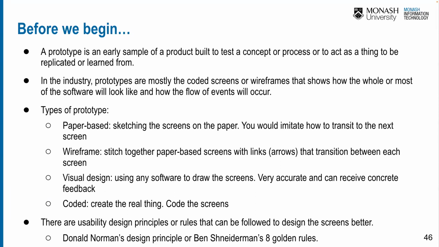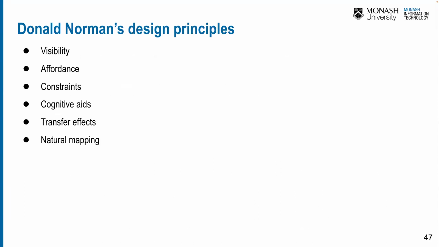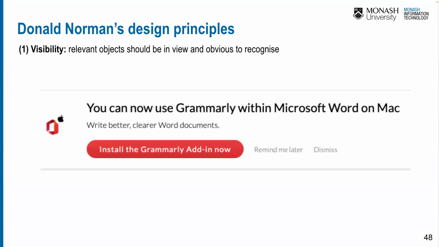The first one is the Donald Norman design principle. The next one is the Ben Shneiderman 8 golden rules. Okay, we'll start with the Donald Norman design principle. There are 6 principles that you need to follow: visibility, affordance, constraint, cognitive aids and feedback, transfer effect, and natural mapping. What does it mean?